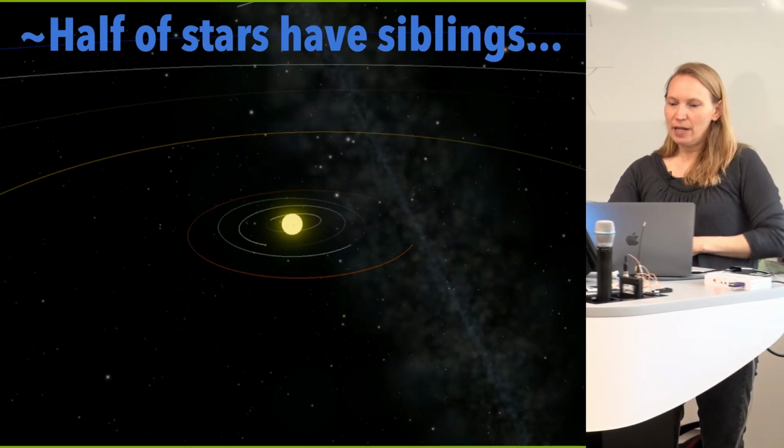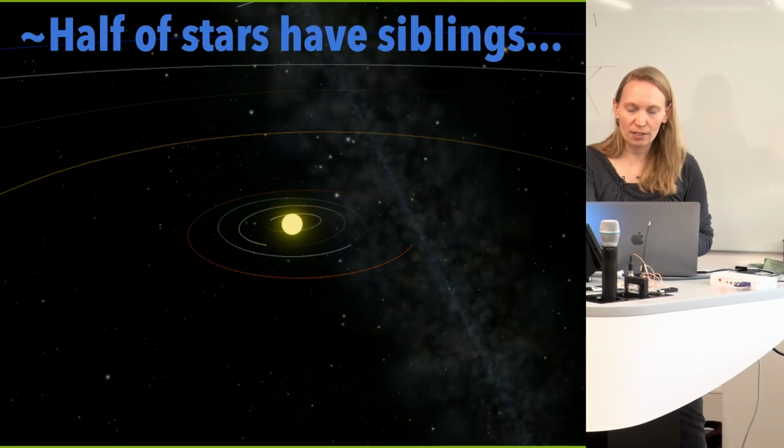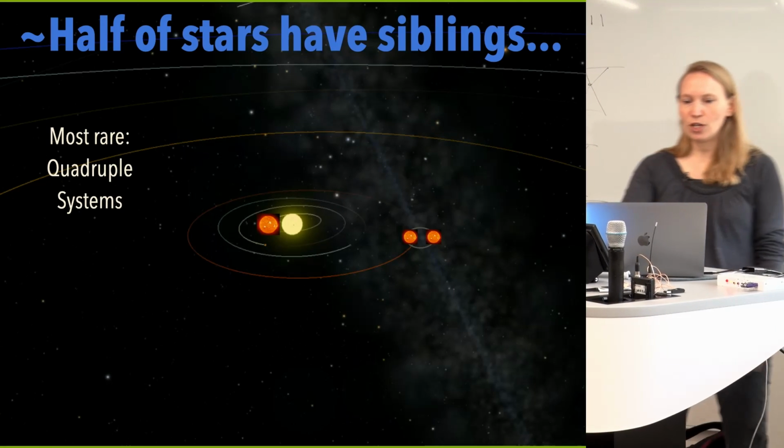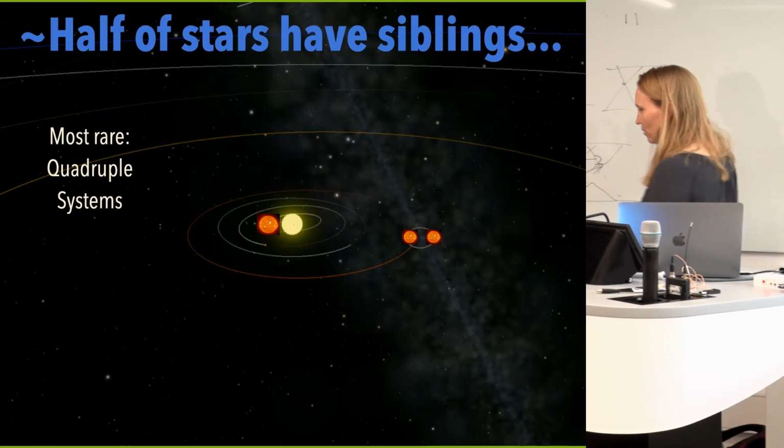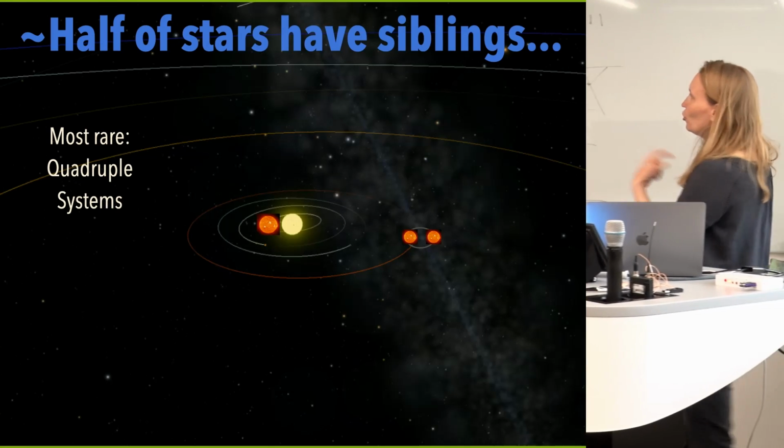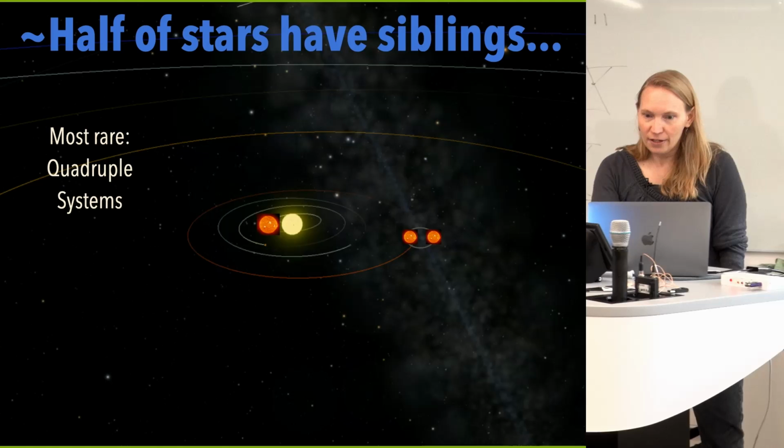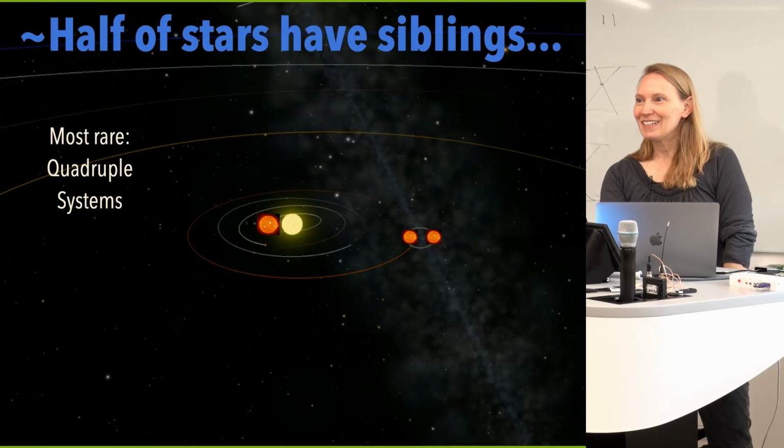All right, there's one more type, the only other type that's longish-term stable, which are quadruples. And they are stable because they basically act like two binary pairs. Anybody know of any quadruples? Yes.